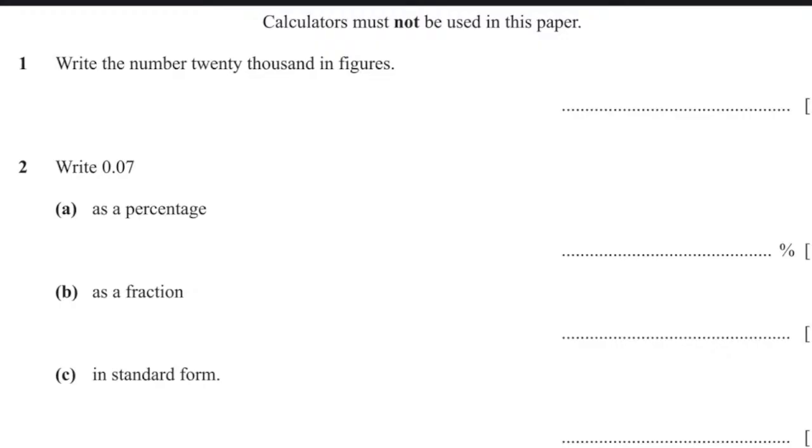So here's the first one, right? This is May, June 2025. So we just do all the paper ones from 2025, okay? The first one: write the number 20,000 in figures. So you should know that here's how numbers are said.